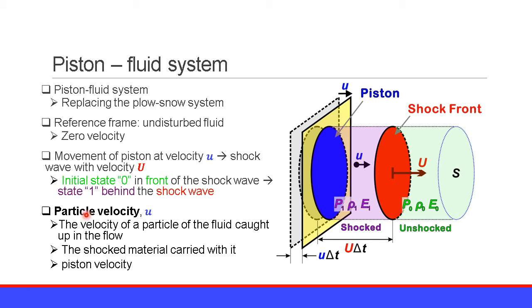The particle velocity is identical to the velocity of the piston. The particle velocity is the velocity of a particle of fluid caught up in the flow, and the shocked material is carried with the particle velocity. So this is identical to the piston velocity.